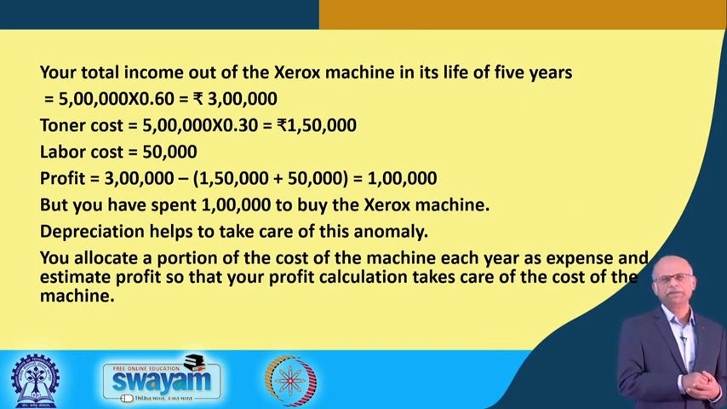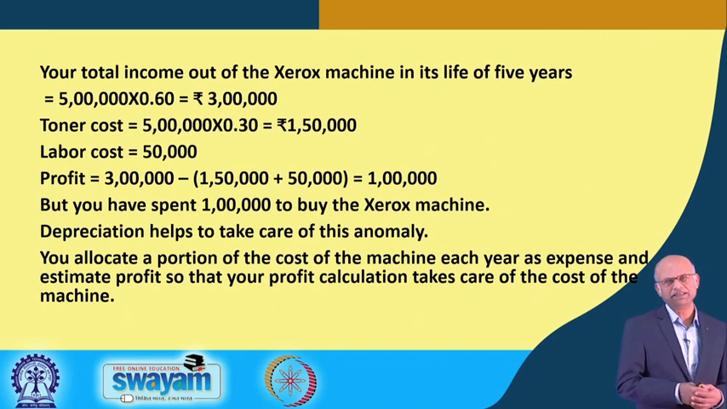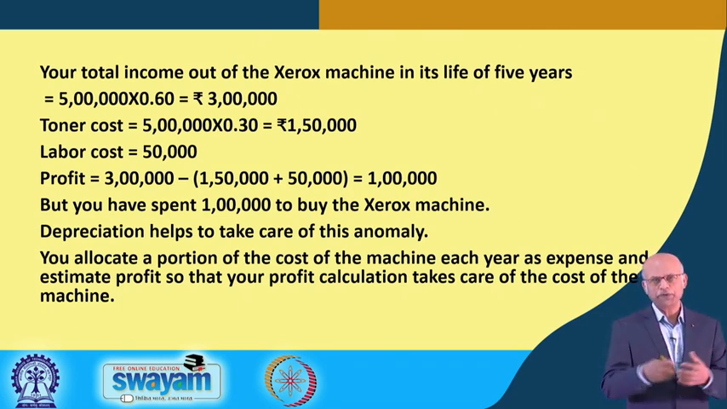and you think that your profit is 1 lakh rupees. But you might forget that you have procured the machine for 1 lakh rupees, and that is also a part of the expense. Depreciation actually takes care of that, meaning every year you allocate a portion of your procurement cost or purchase cost of the machine.